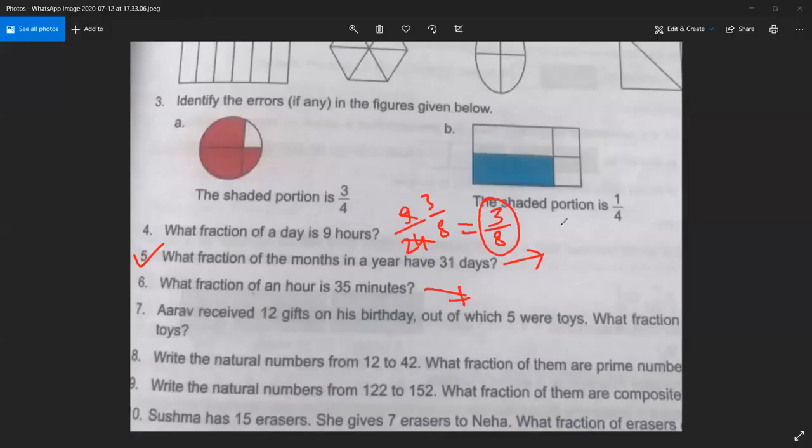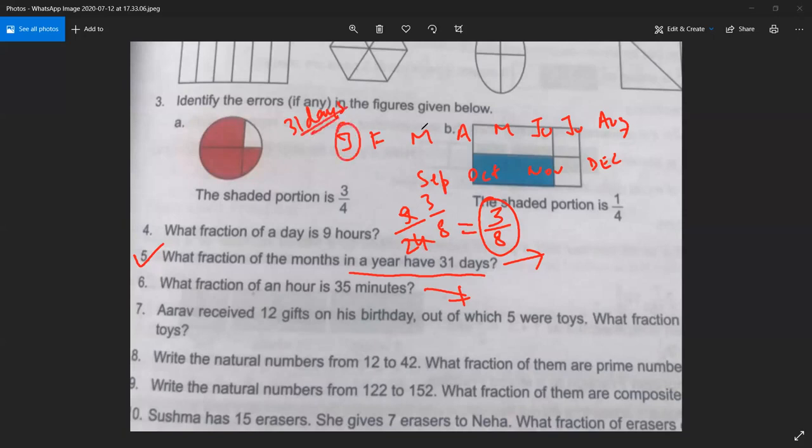31. What fraction of months in a year have 31 days? So 7 by 12. June, July, August, September, October, November, December. We'll start with January. So all the months having 31 days.